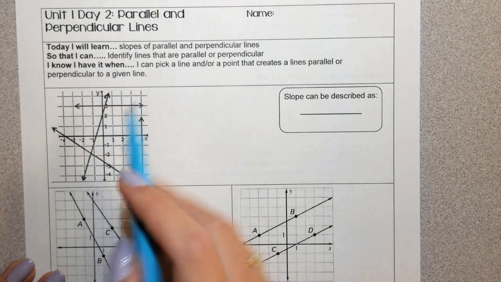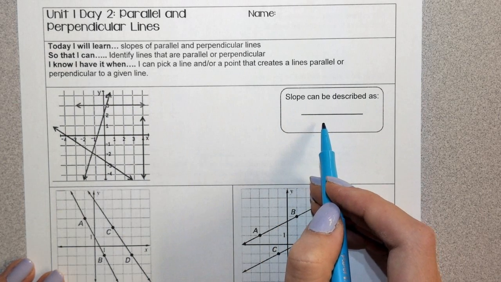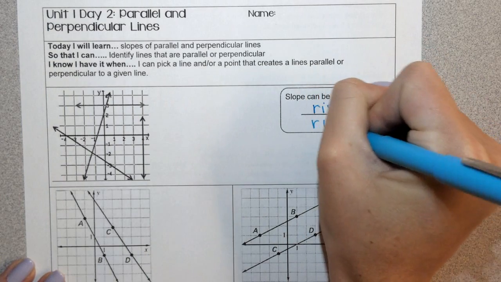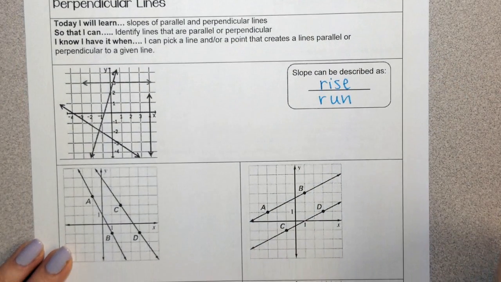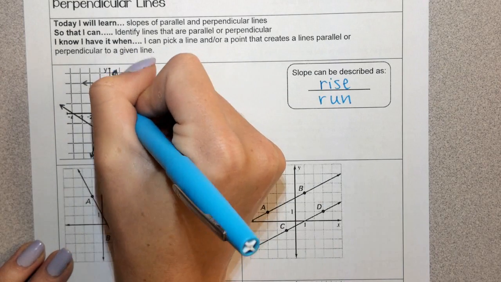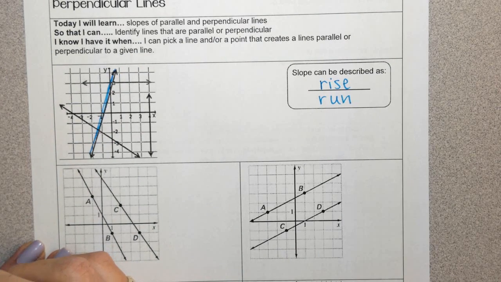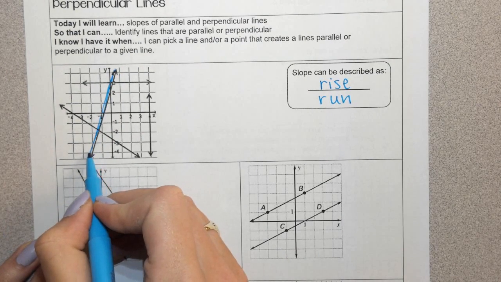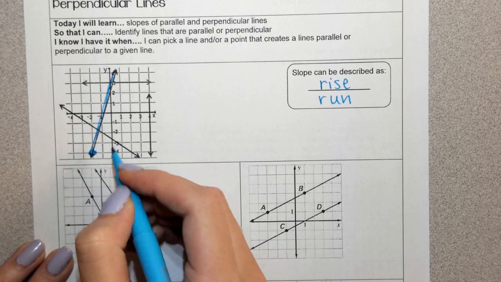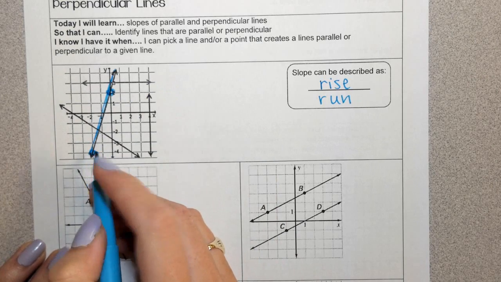So first, let's do a little reminder of what slope is. Hopefully you remember that slope can be described as rise over run. And we're going to find the slopes of these different lines here. So this line that I'm coloring in blue, I want to pick two clear points on it. You want to pick points where the line goes through the grid nice and cleanly. Sometimes on a test you might need to do this too.